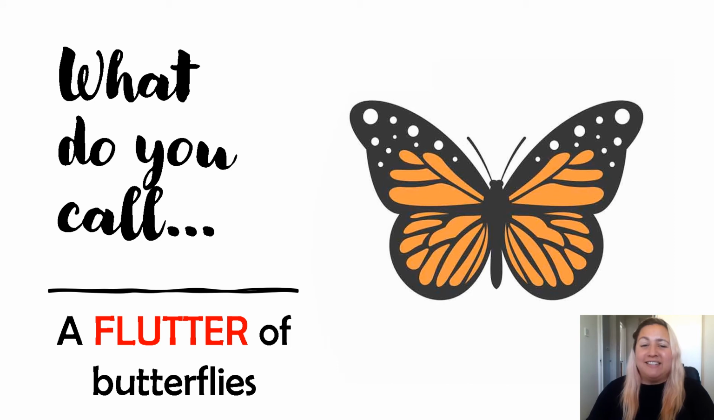Whilst I was researching this quiz, this was one of my absolute favourite answers. A group of butterflies is called a flutter of butterflies, because that is what butterflies do, isn't it? They flutter around, and I absolutely loved that this one was called a flutter of butterflies. Well done if you guessed this one correctly. I'll be very, very impressed if you got that one, because this is one that I even didn't know, but once I found it out, I absolutely loved it. So it is a flutter of butterflies.